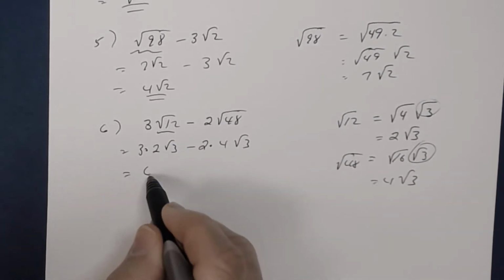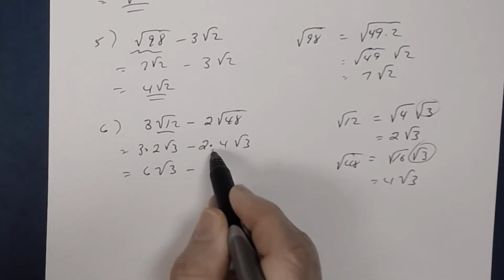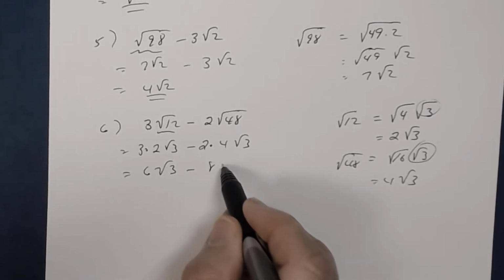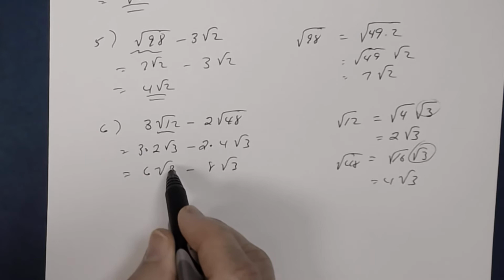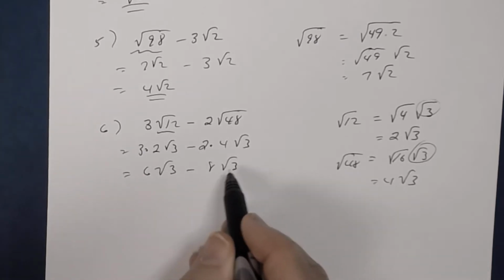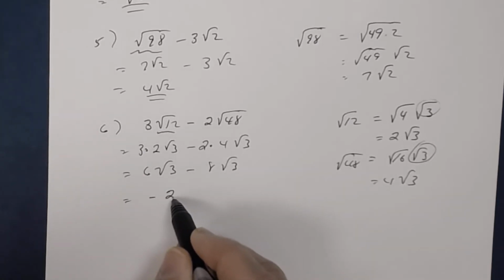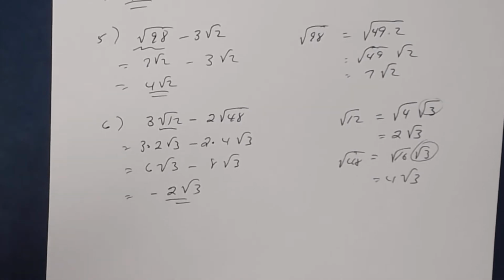So you get 6 square root of 3 minus, and then 2 times 4 is 8, right? So you get 8 square root of 3. Those are now like terms. So it's 6 square root of 3's minus 8 square root of 3's. Well, that's going to be a negative 2 square root of 3.